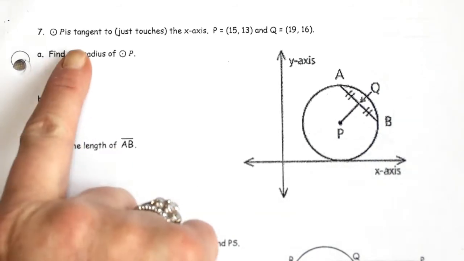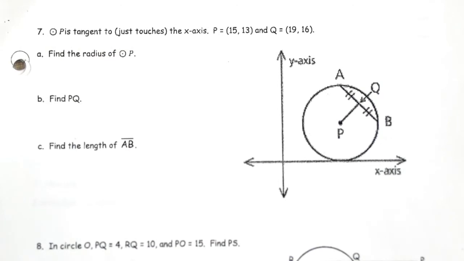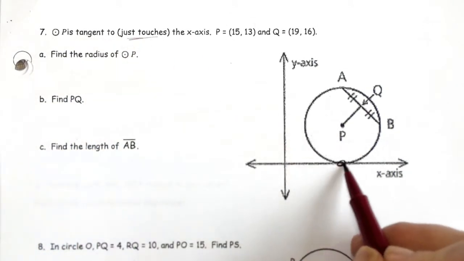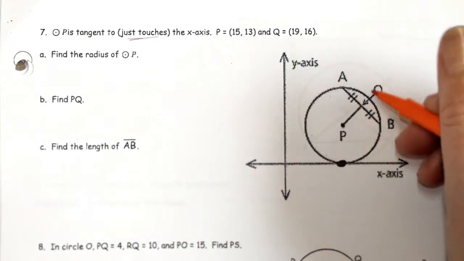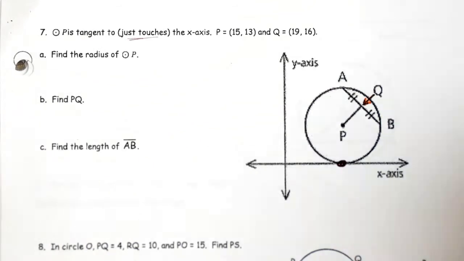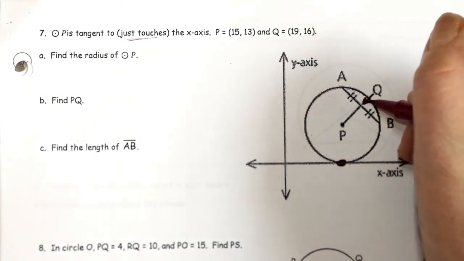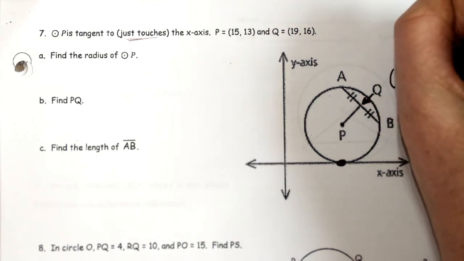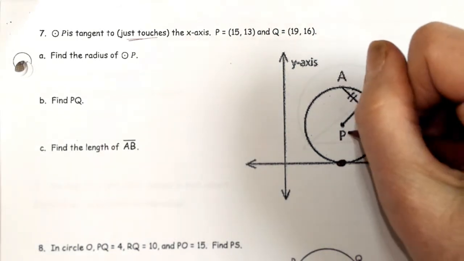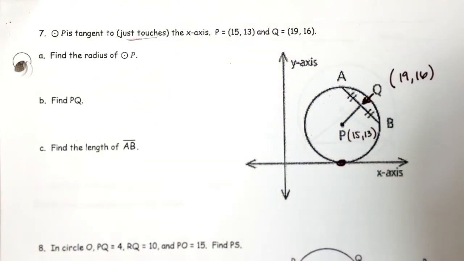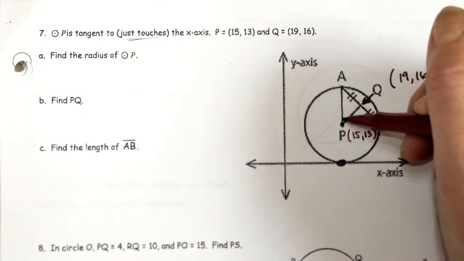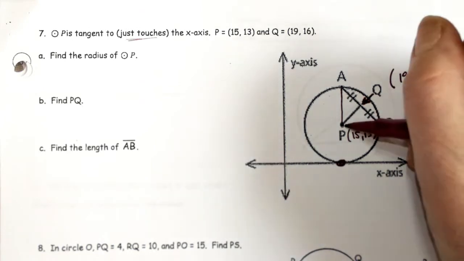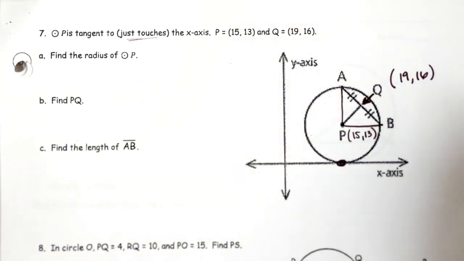All right, so circle P is tangent to, so they kind of refreshed your memory here. That means that it just touches the x-axis. So they're talking about this point right here. So if we draw a line there, and this is an arrow. That took me a little while to figure out first hour. That's an arrow. So point Q is (19, 16), and point P is (15, 13). So first I have to find the radius. So the radius is going to be this, or this, or this, or this, or this. The radius is from the center to an endpoint.